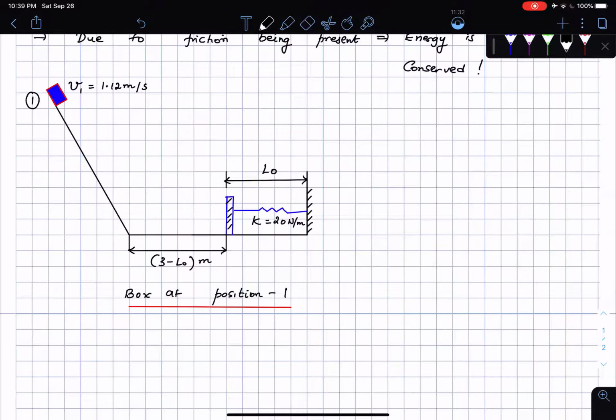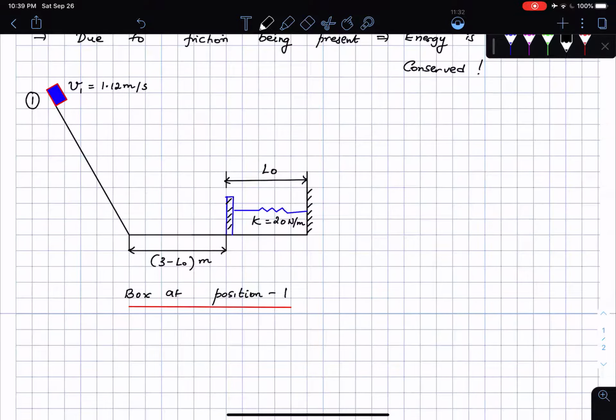So this is going to be called my datum, and at position 1 I'm going to measure the height of this box from the datum. Which means that I'm going to draw these, and I need some dotted lines here, so please bear with me. That's going to be a dotted line, and then this is also going to be a dotted line here. Then I need one more line which I'm going to draw from the box whose dimensions are negligible, because we are treating the box as a particle.